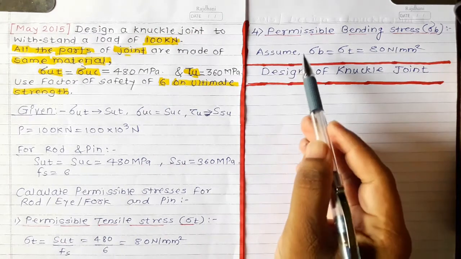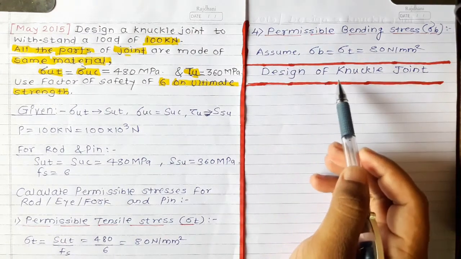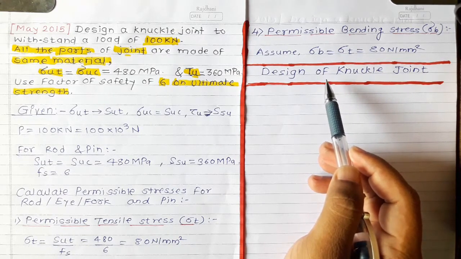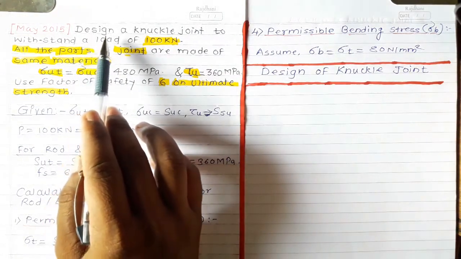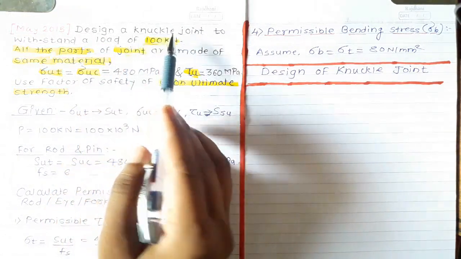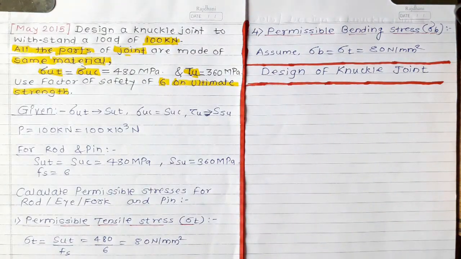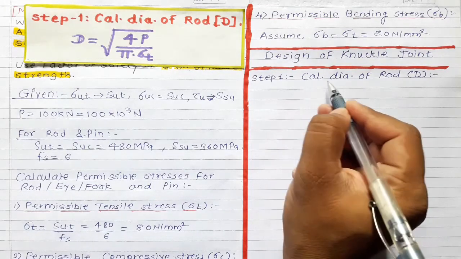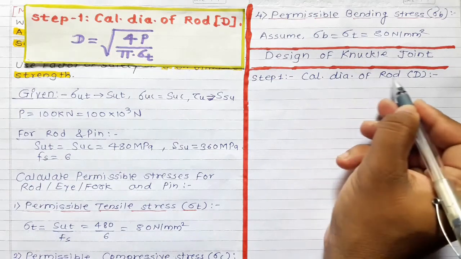Now after calculating permissible stresses, we have to design the knuckle joint. So we have to follow the 7 steps, find out the dimensions, and check the stresses. Remember that in this problem, it is just mentioned to design a knuckle joint, which indicates that we have to solve all the 7 steps. Now let us solve step number 1 of this design of knuckle joint. Step number 1 is calculate diameter of rod.